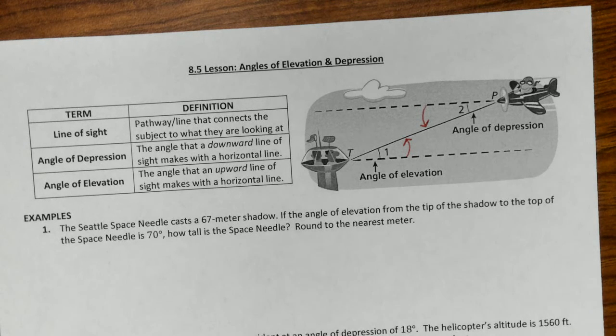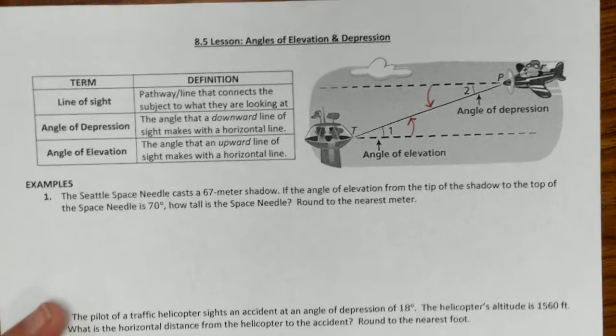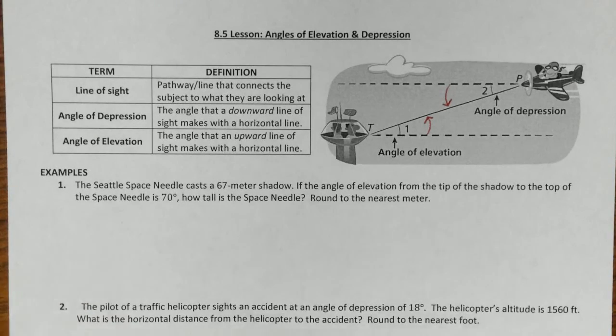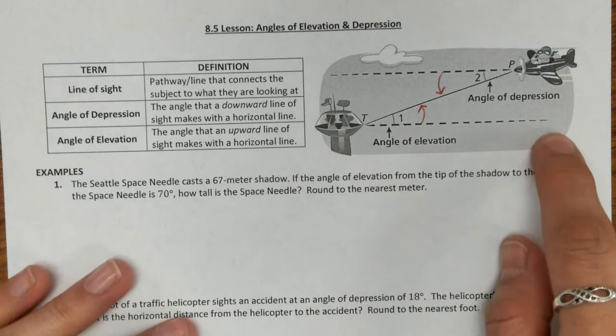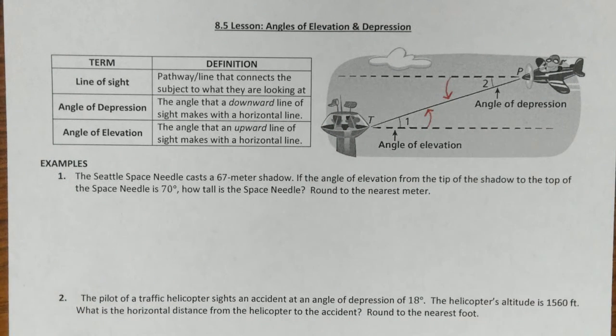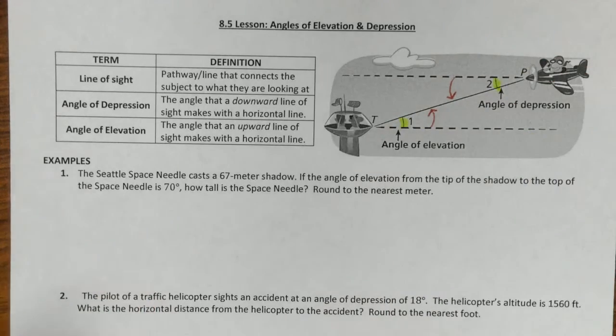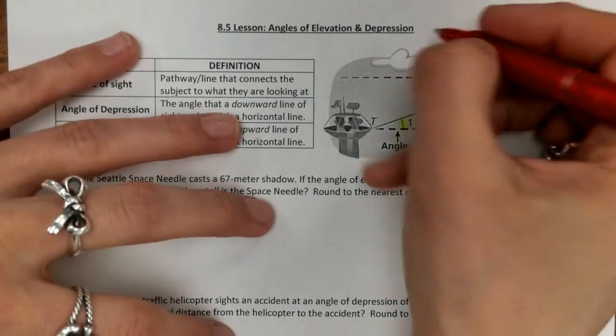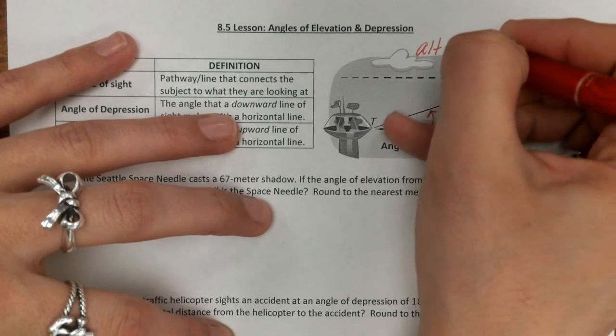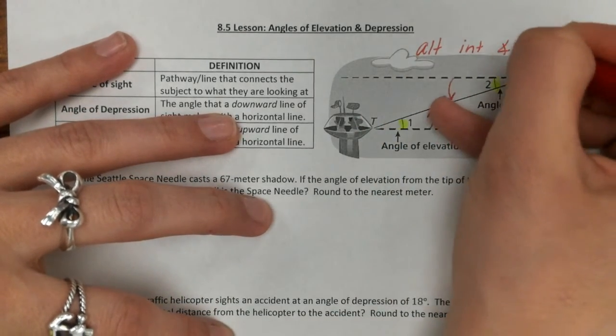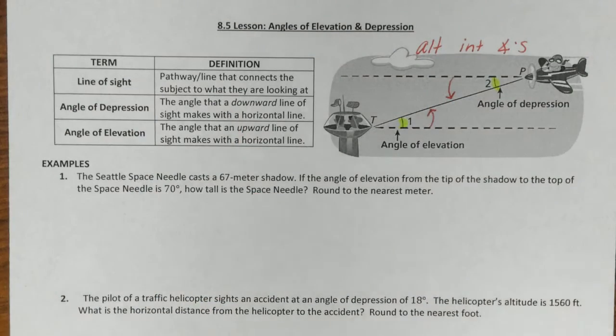Now, another thing we need to talk about that's really important with angle of depression is that both of these lines, these dashed lines, lines of sight, are parallel because they're both horizontal. So right here, your angle of depression and your angle of elevation are going to be alternate interior angles. That means your angle of elevation and your angle of depression will be congruent.